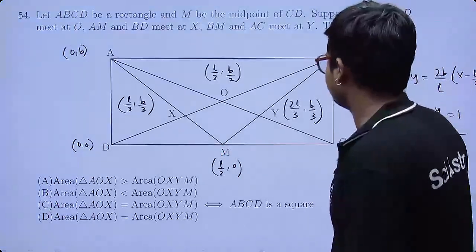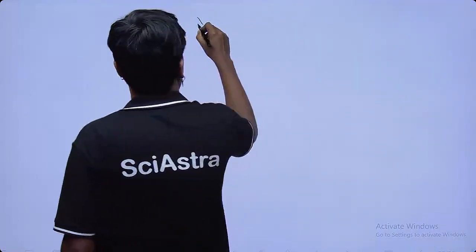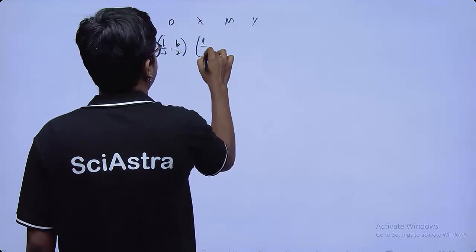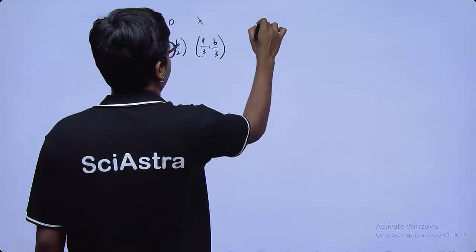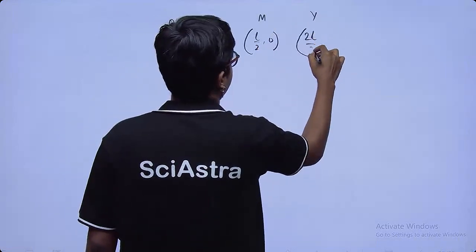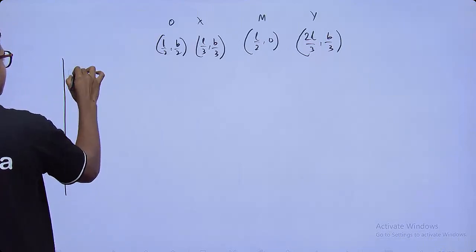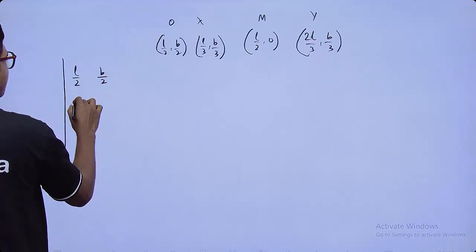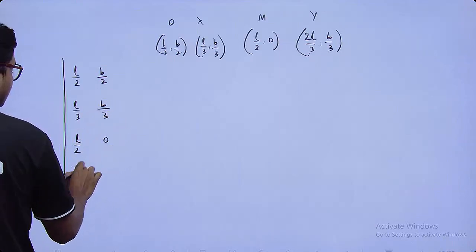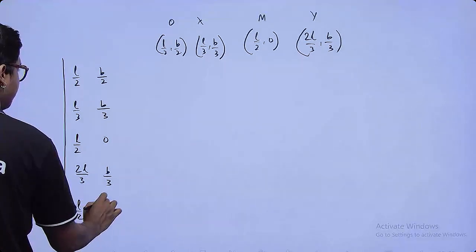OXMY, right? So OXMY, fine. O is L by 2, B by 2. X is L by 3, B by 3. M is L by 2, 0. Y was 2L by 3, B by 3. What do you do? Again, write them. And the first one again, right? So L by 2, B by 2.